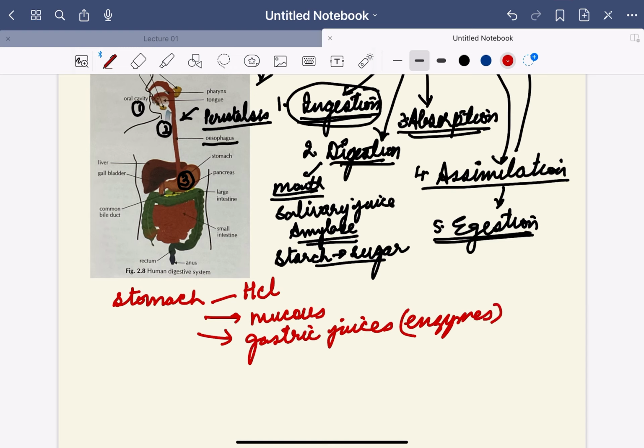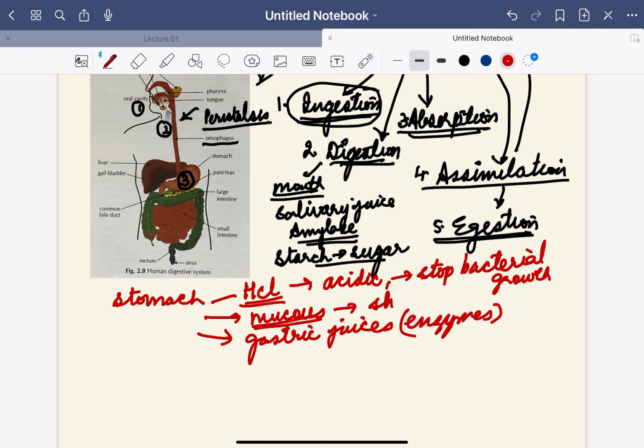All right. Now, the role of hydrochloric acid is that it is going to make the medium of the stomach acidic, so that it can stop bacterial growth or any germs that you might have ingested with food, right? The job of mucus is to act like a shield and to protect the stomach lining against the corrosive action of the acid. And lastly, the gastric juices, which further help in digestion.